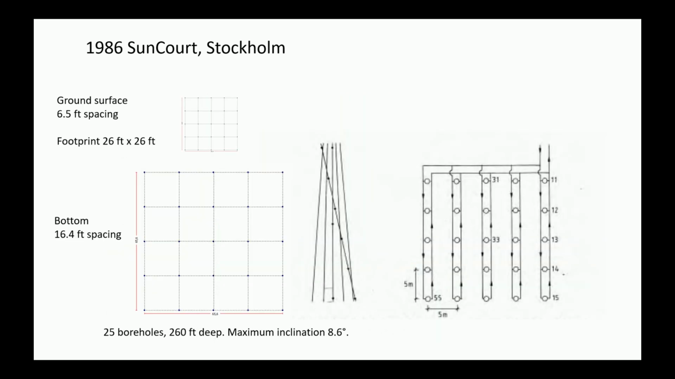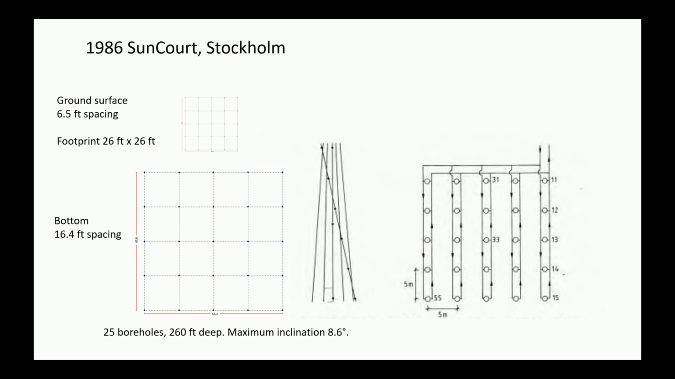And to the left here in the upper part, you can see the ground surface arrangement where they started drilling. So it's a grid of 5 times 5 boreholes with a spacing of 6.5 feet, and the footprint is 26 by 26 feet. At the bottom, you have a wider spacing in order to access a larger volume.